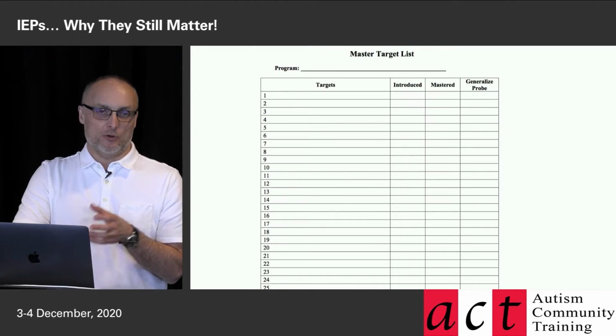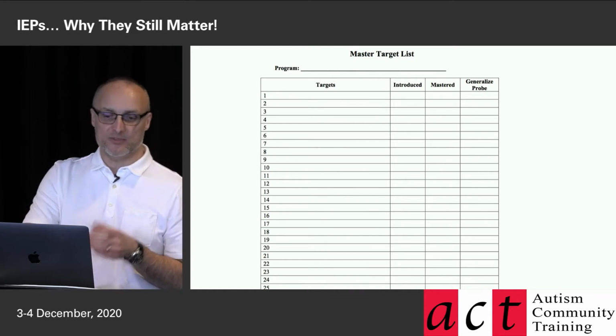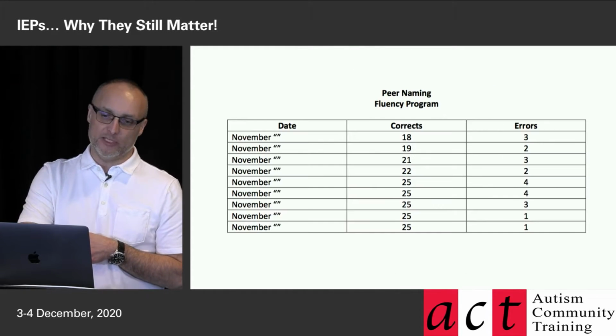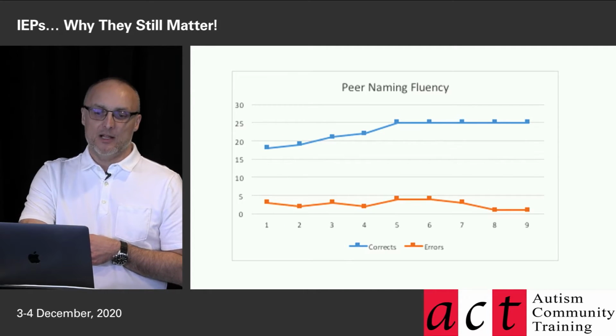So at the end, when you go, oh, cool, he learned 25 peer names. What are those names? I can go and show you those names, because that's part of our data. It's part of our accountability. Here's the data on his acquisition of those. And here's the graph of that data.